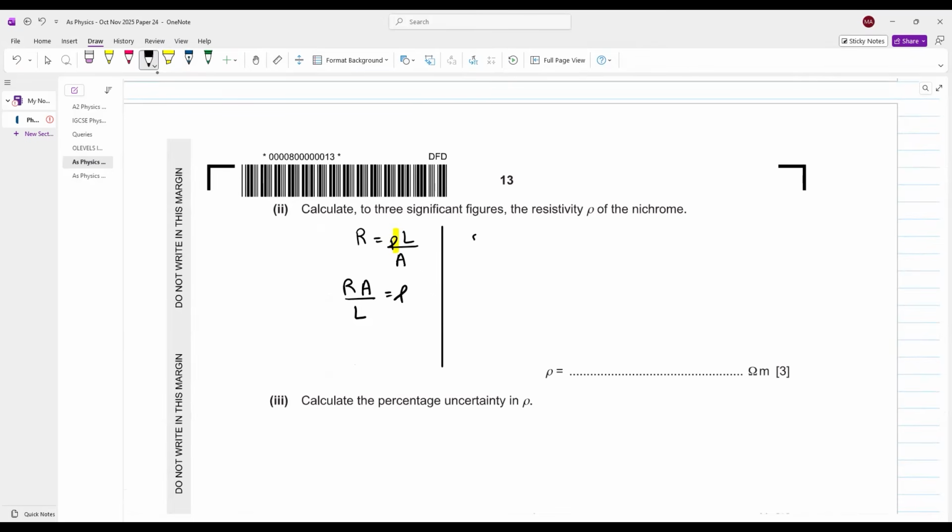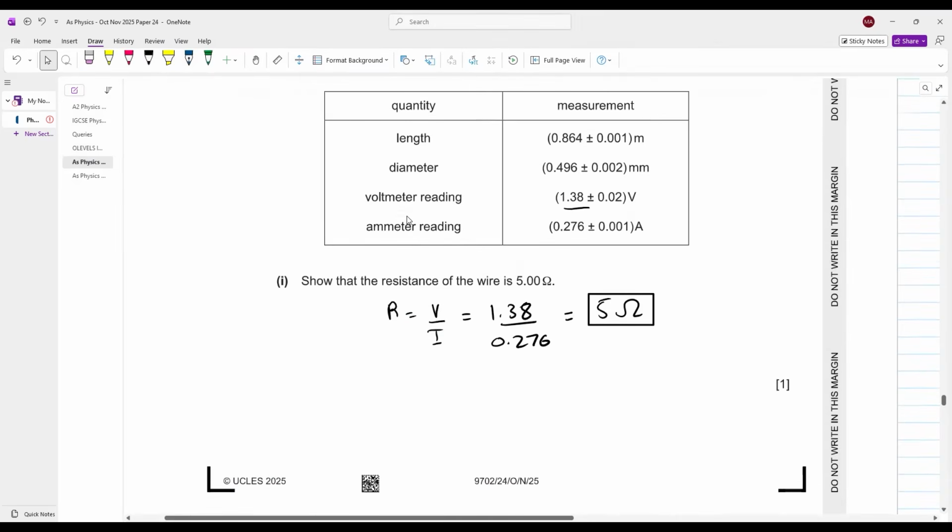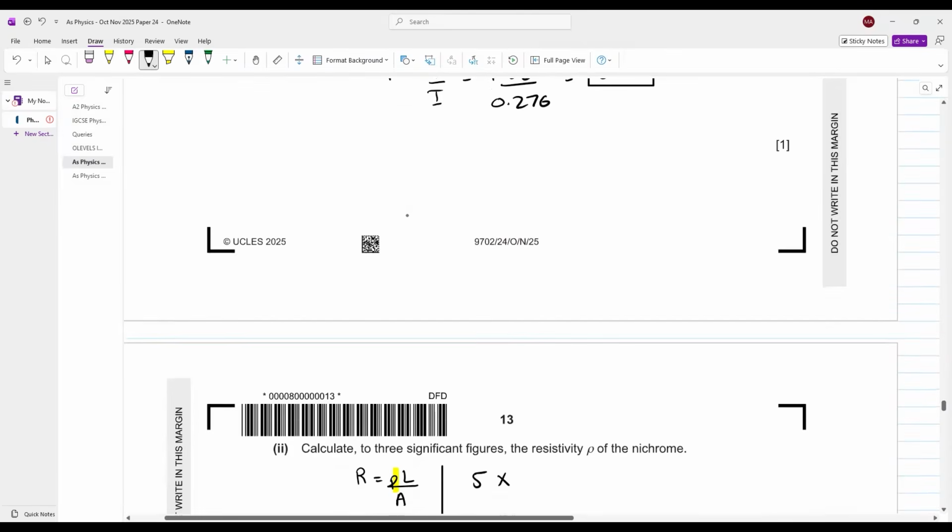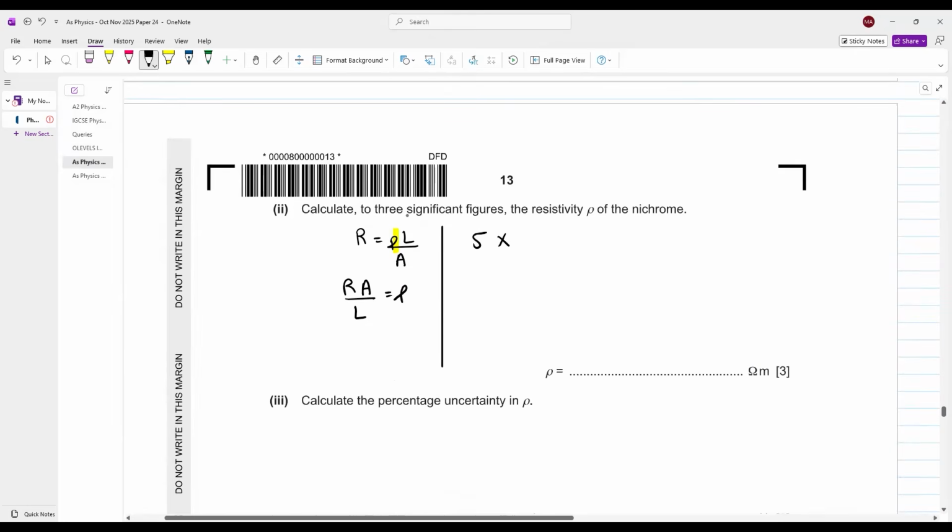Now, what is your resistance? 5. Area क्या है भाई? How will you calculate the area? Diameter is 0.496. How will you calculate area? Pi over 4, 0.496 × 10^-3 का whole square. Beta, do you remember the formula of area? Pi d square over 4. Pi into diameter square divided by 4. I have done the same thing.